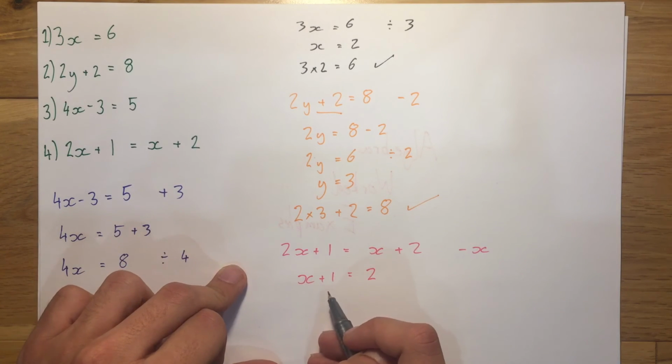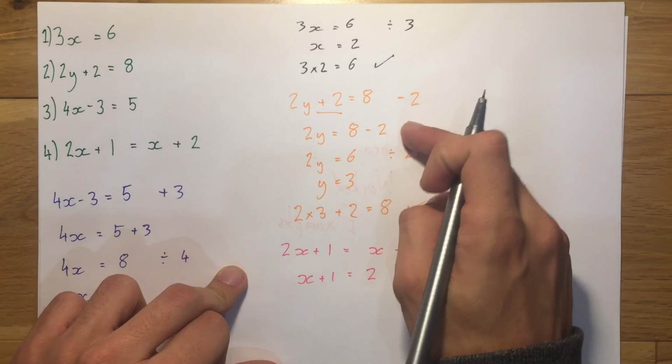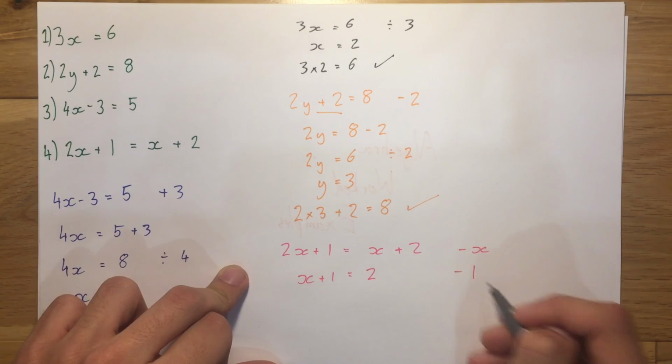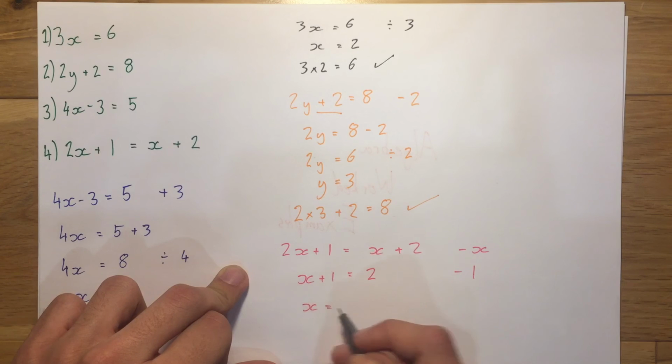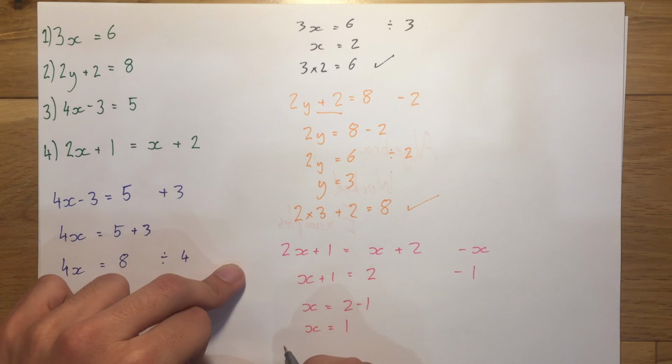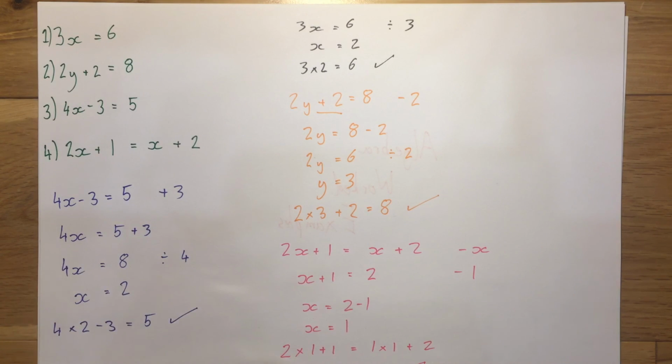Now finally, we want to remove this 1. So like before, we're going to take away 1 from both sides, and we get x is equal to 2 minus 1. Therefore, x is equal to 1. And then we can substitute this back into the original equation. 2 times 1 plus 1 equals 1 times 1 plus 2. So on this side we have 2 times 1, which is 2, plus 1, which is 3. And then here we've got 1 plus 2, which is also 3. So we know that that is true.